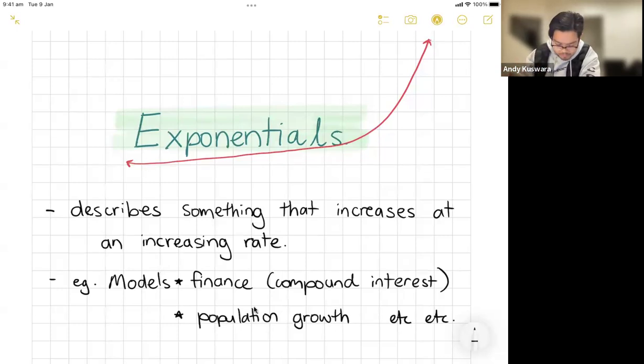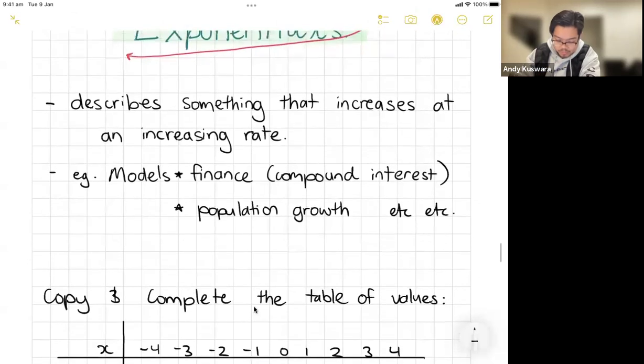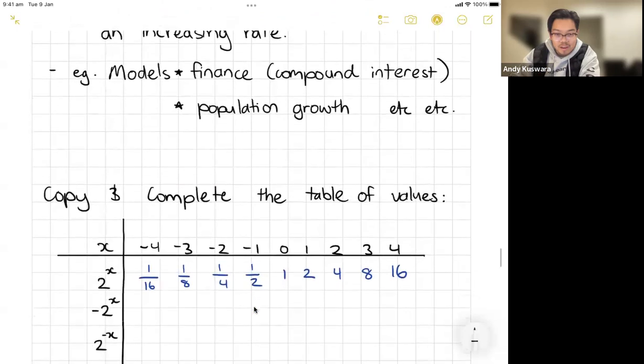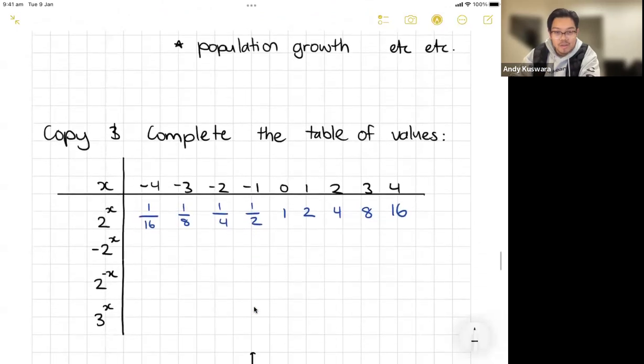Now, as per usual, we're going to start by completing a table of values. I've done this first set for you. The way that an exponential works, as you can see, is we're dealing with things that are to the power of some sort of x. Whenever you see x as the power of something, you know that your graph is going to look like some sort of exponential graph.